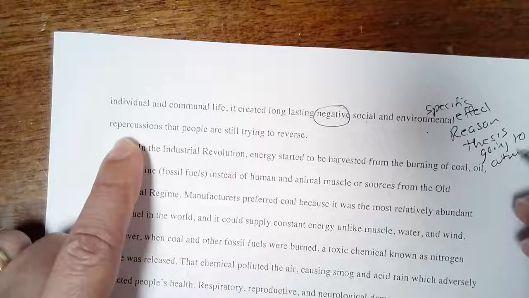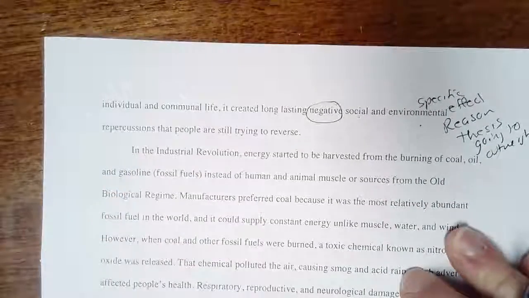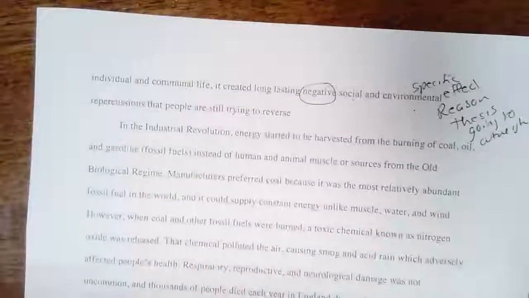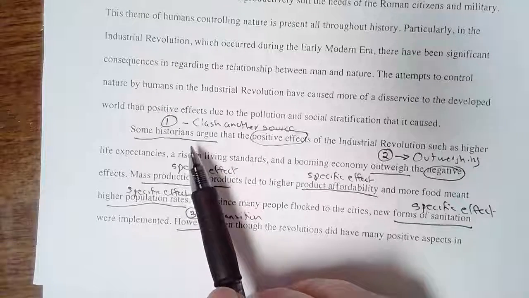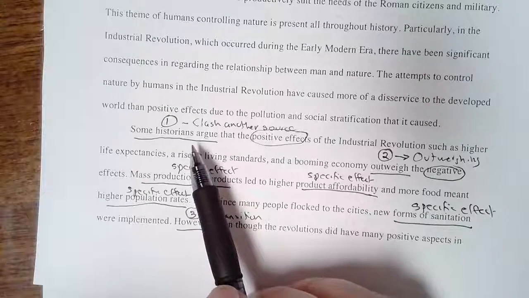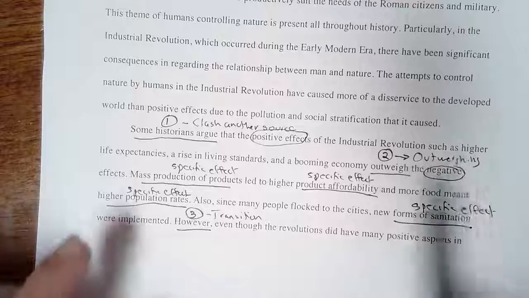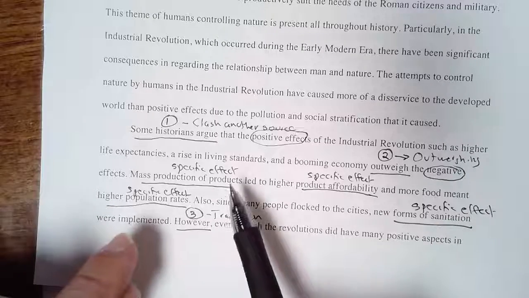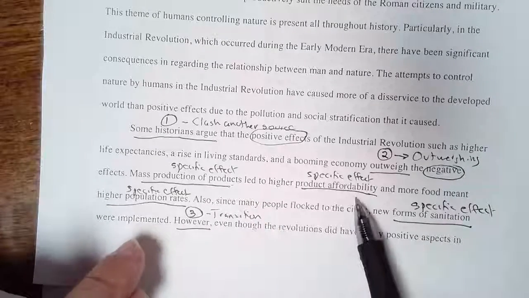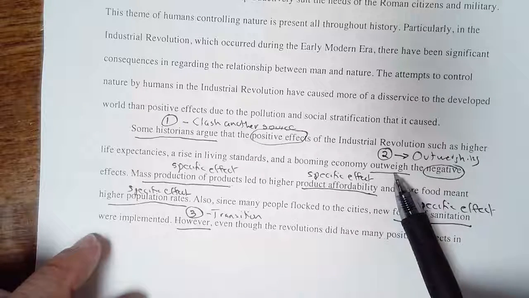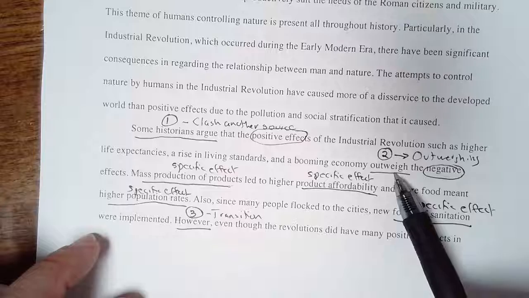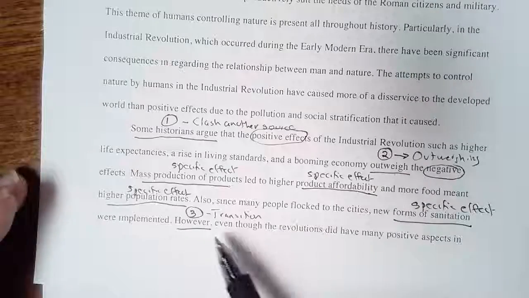So again, just to give you a sense of this, what this student does is up here at the top of the counter thesis, the student tells us this is a counter thesis by saying some other people might make this argument. We're given positive and negative, but this is modified with specific issues like production of crops, product affordability, higher population rates. We're also using the word outweigh, so we know that this is going to be outweighed. It's going to be a clash with the thesis. Here's the transition word back to the thesis for the clash: however.